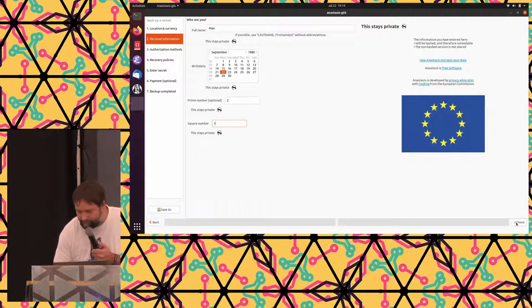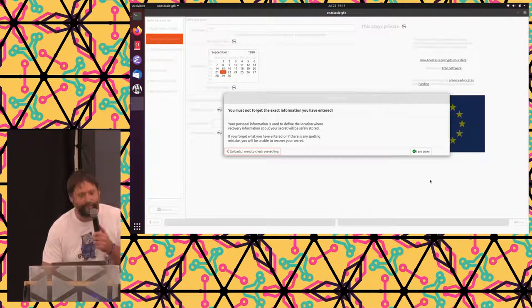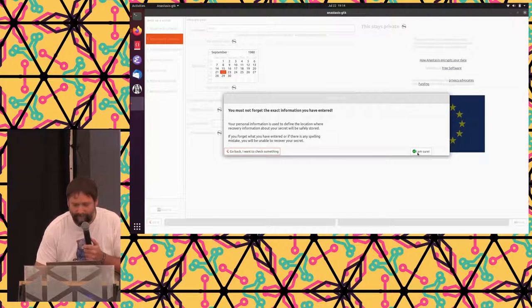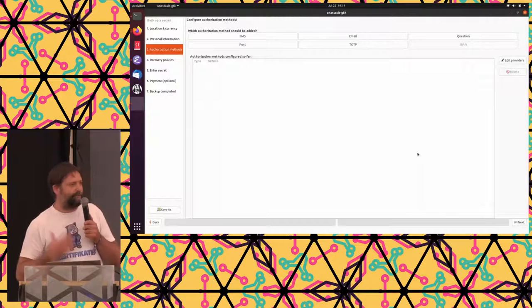Anyway, the next step, to make sure we don't forget this, is to configure authentication methods. You can pick the usual ones: send me an SMS with a PIN code, send me an email, use TOTP. Is this your phone? Does it have TOTP readers on it? Well, I can't unlock it anyway. He trusts me very well. He left his phone.